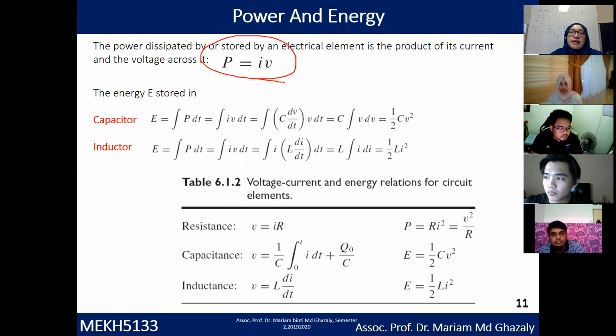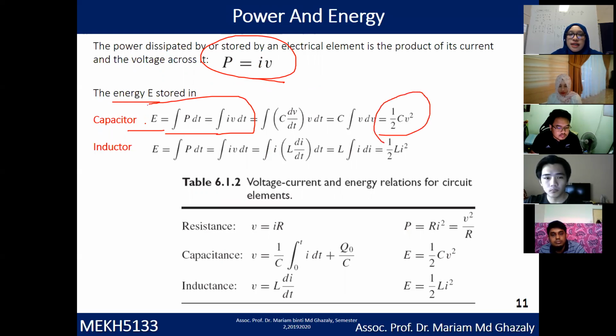So we have the equation for power equivalent to IV. If you want to calculate the energy stored in a capacitor, you can use this general equation, then you will get the final equation. The energy stored is 1 over 2 CV squared, and for inductance it is 1 over 2 Li squared.